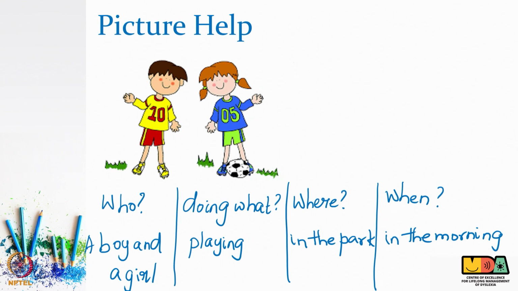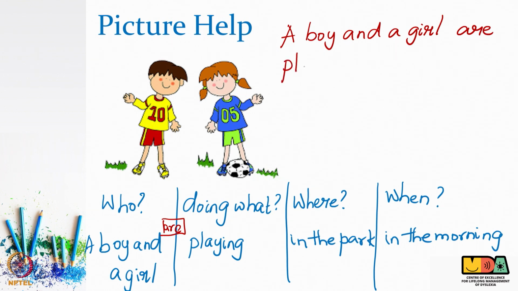Now, in this picture, there are more than one person. So, my helping verb would change to are. So, my sentence becomes: a boy and a girl are playing in the park in the morning.